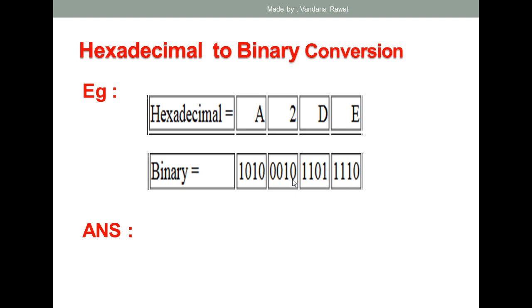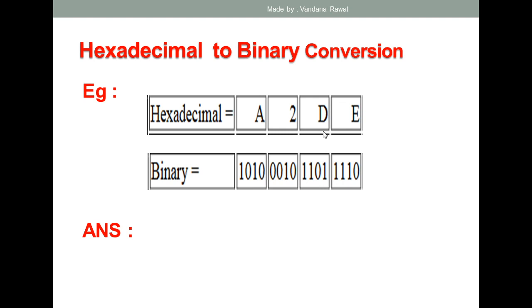And if you want to check whether this one is correct or not, then you can check it by multiplying with powers of 2. Like 0 into 2 to the power 0 plus 1 into 2 to the power 1 plus 0 into 2 to the power 2 plus 0 into 2 to the power 3. With the help of this you can check whether the number which you are writing is correct or not. So just like that you can write the rest of the binary numbers.